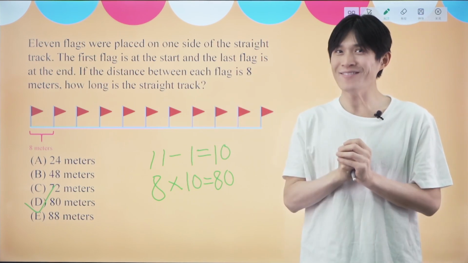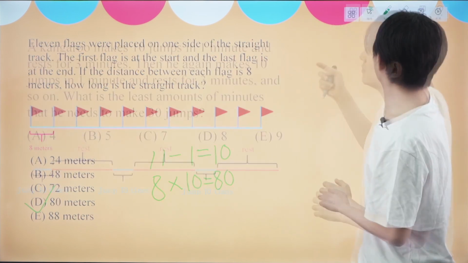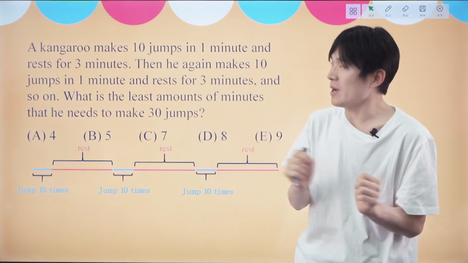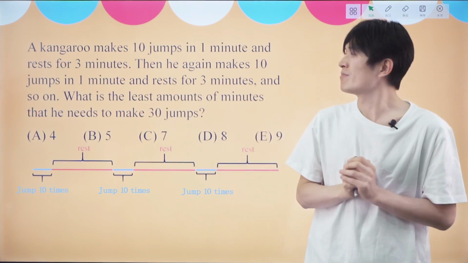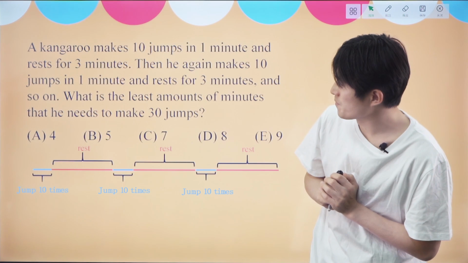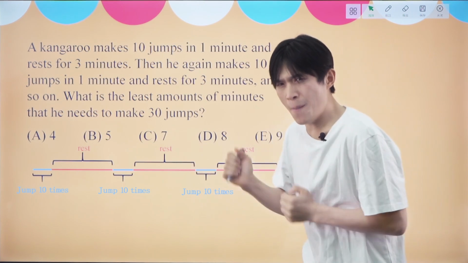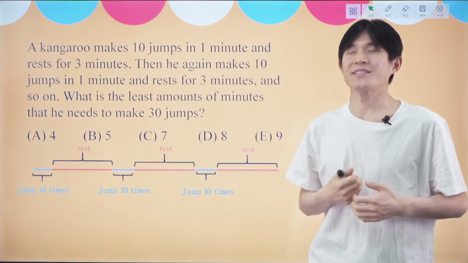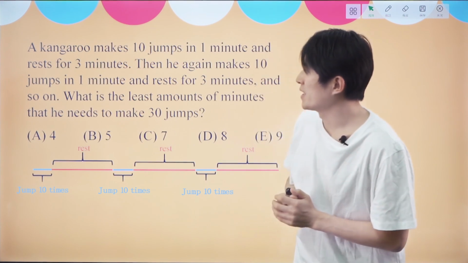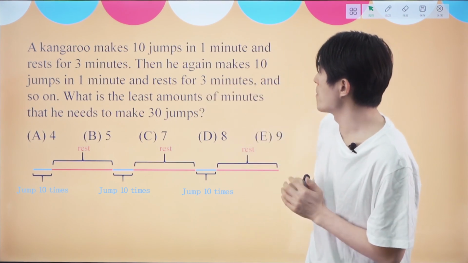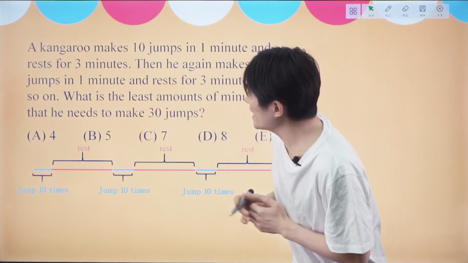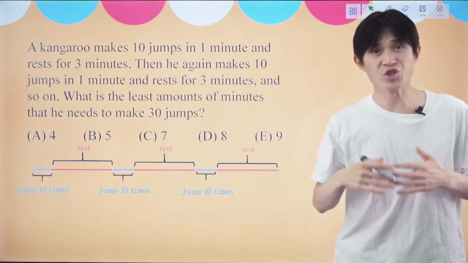Ready for the second one? Here we go. A kangaroo makes 10 jumps in 1 minute and rests for 3 minutes. 1 minute jump and then rest for 3 minutes. Then he again makes 10 jumps in 1 minute and rests for 3 minutes, and so on. So what is the least amount of minutes that he needs to make 30 jumps?